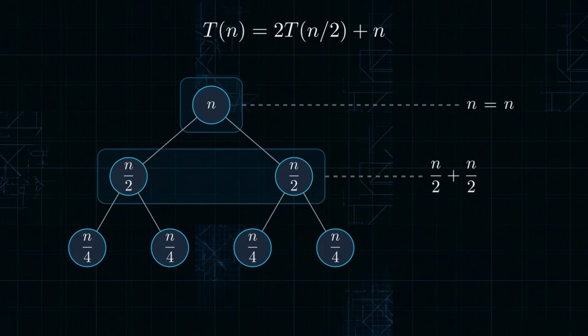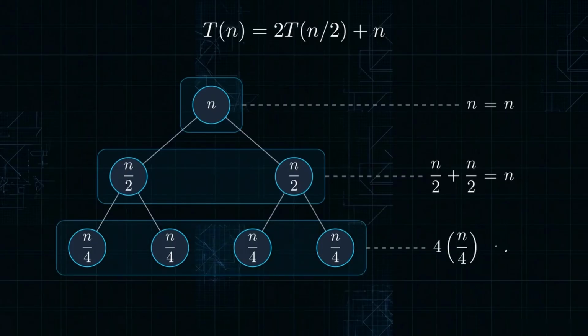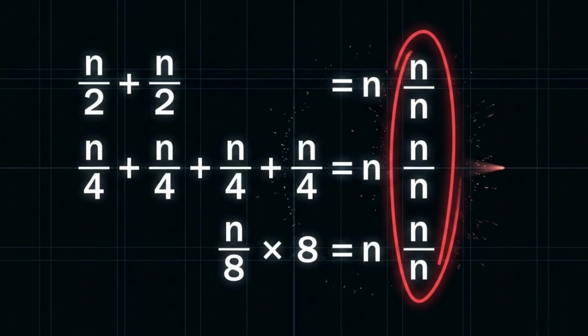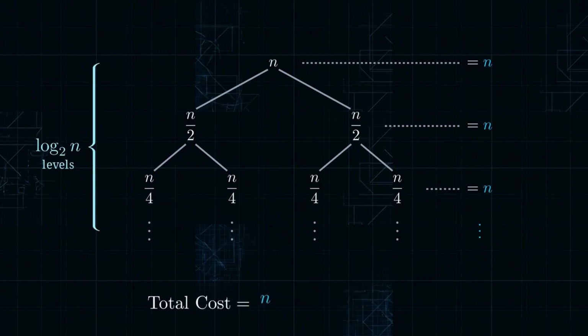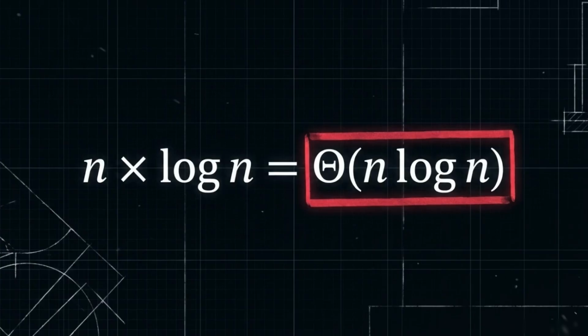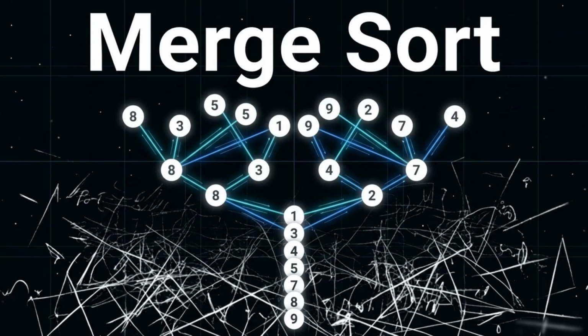Level 1 gives us n over 2 plus n over 2, which equals n. Level 2 gives us 4 times n over 4, which also equals n. Notice the pattern. Despite the branching, the total work done at every single level is exactly n. We already know from our division by 2 that the height of this tree is log n. We multiply that constant per level cost of n by the total number of levels. Doing n work across log n levels guarantees an overall complexity of theta of n log n. This makes merge sort the quintessential divide-and-conquer algorithm.